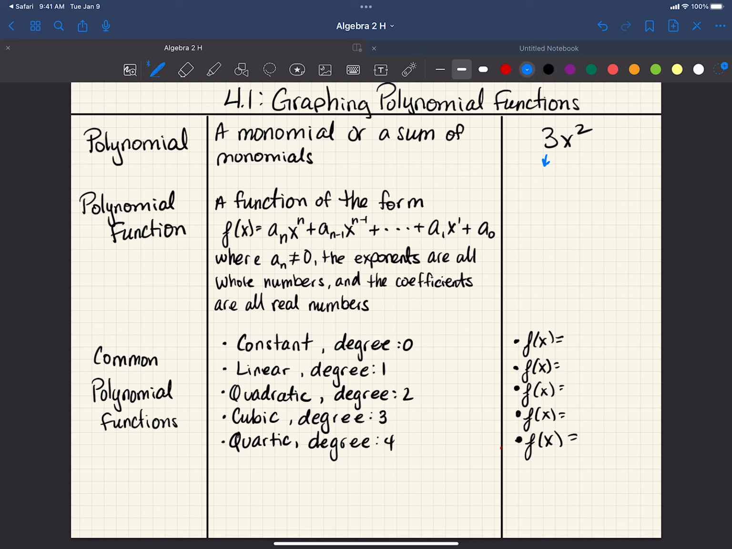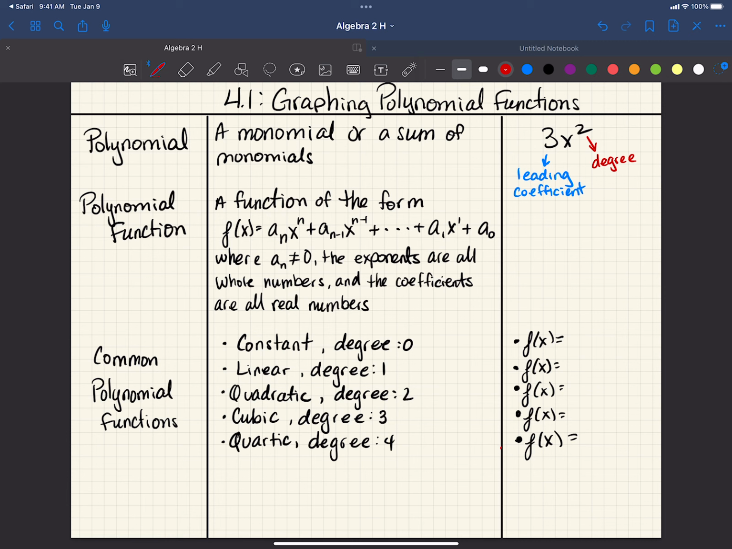This 3 represents the leading coefficient, which normally we would just call a coefficient, but in terms of a polynomial function, it's important to identify the leading coefficient. And we'll talk about that later. Then I have my degree, which is very, very important. Okay, so the degree is the exponent of the monomial.